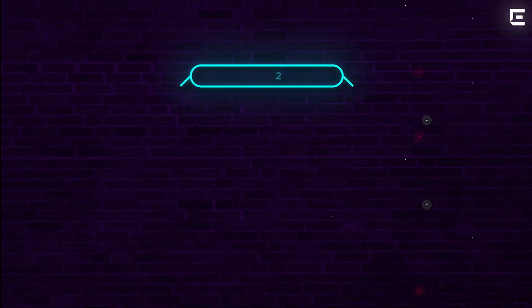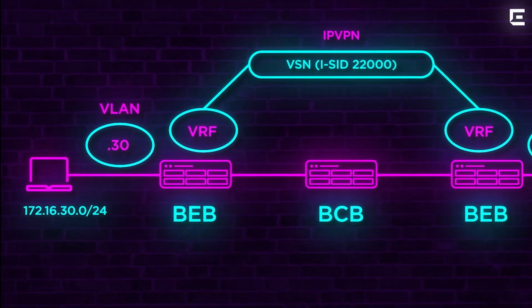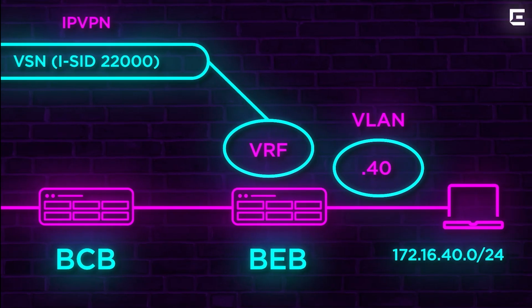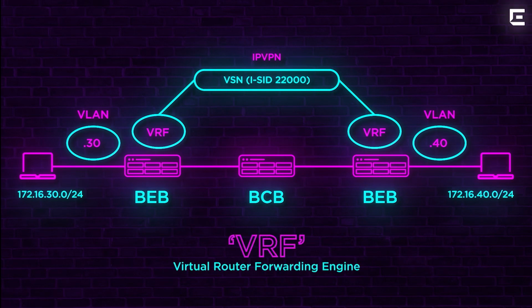So let's jump in now into a little bit more detail on Layer 3 VSN and Layer 3 services on Fabric Connect. In this example, you'll see a network on the left, which is a .30, and a network on the right, which is a .40, disparate networks. Instead of associating them with a global routing table, we can associate them with a VRF, Virtual Router Forwarding Engine. That VRF, of course, is created on the BEB.